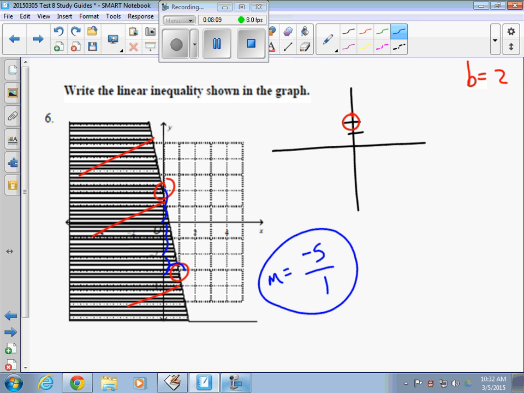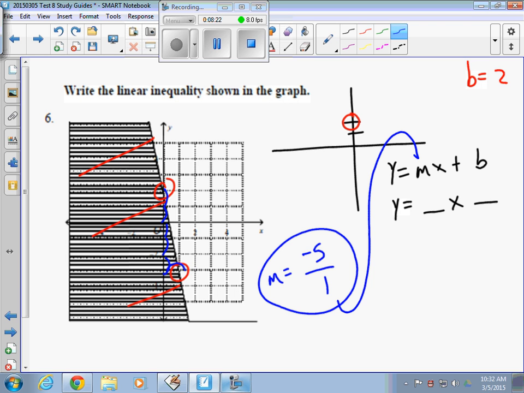So if we were writing an equation out of that, it would simply be y equals mx plus b, and all you're going to do is plug in m's value and b's value. M's value is negative 5, so you'll drop it in right there, negative 5. You don't have to write it over 1. And b's value is where it crosses through the y-axis, or the y-intercept, at positive 2. So if it were just an equation, you'd be done. y equals negative 5x plus 2, but it's not.